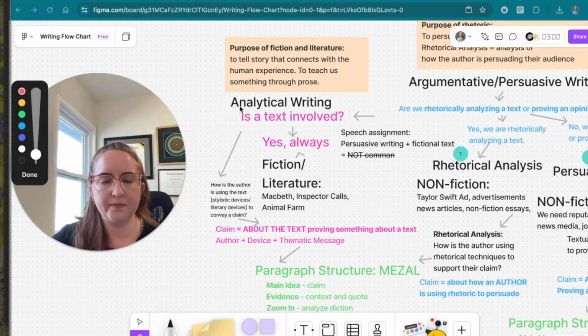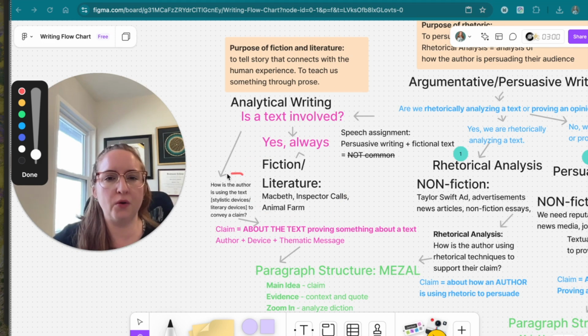Analytical writing is writing that is about fictional texts, so fiction and literature. So in analytical writing, you can ask, is a text involved? The answer is always going to be yes. So the kind of text is going to be fiction or literature: Macbeth, An Inspector Calls, Animal Farm, those kinds of texts, poems, short stories.